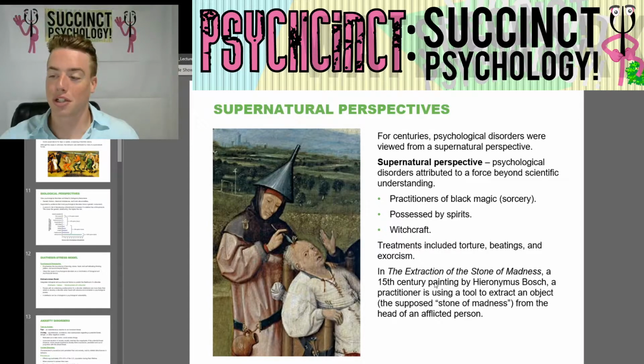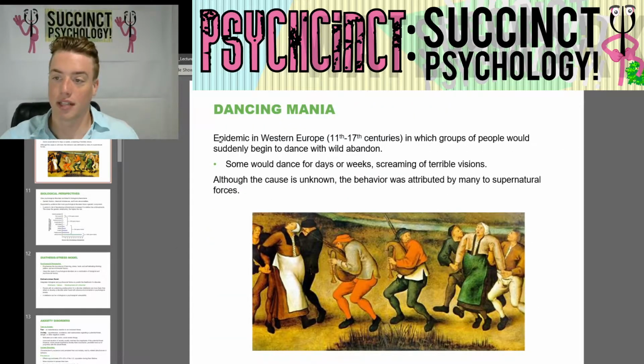And the extraction of the Stone of Madness, a 15th century painting by Hieronymus Bosch: a practitioner is using a tool to extract an object, the supposed Stone of Madness, from the head of an afflicted person. Dancing mania, an epidemic in Western Europe from the 11th through the 17th centuries, in which groups of people would suddenly begin to dance with wild abandon. Some would dance for days or weeks, screaming at terrible visions. Although the cause is unknown, the behavior was attributed by many to supernatural forces.